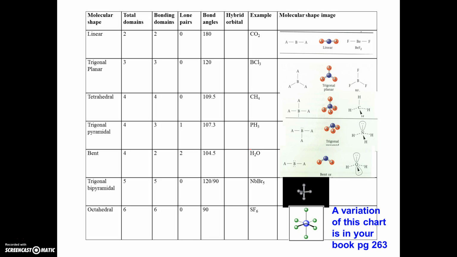Okay, so let's fill out the rest of your chart here with our hybrids. Here we've got the linear molecule, and you see it has 2 domains, which means I need an s and a p to make those 2 domains. Trigonal planar will be an sp2. 1 s, 2 p's makes a total of 3 domains. Tetrahedral will be sp3. 1, 2, 3, 4. Add up to 4 domains.